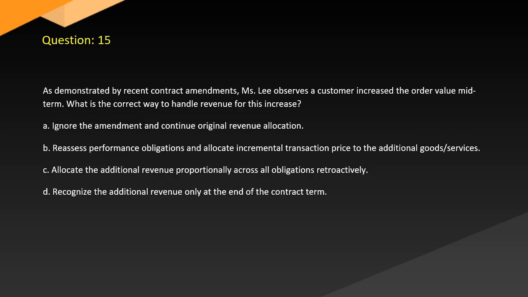Question 15. As demonstrated by recent contract amendments, Isley observes that a customer increased the order value midterm. What is the correct way to handle revenue for this increase? A. Ignore the amendment and continue original revenue allocation. B. Reassess performance obligations and allocate incremental transaction price to the additional goods or services. C. Allocate the additional revenue proportionally across all obligations retroactively. D. Recognize the additional revenue only at the end of the contract term.